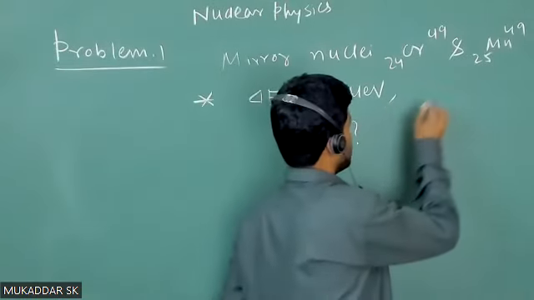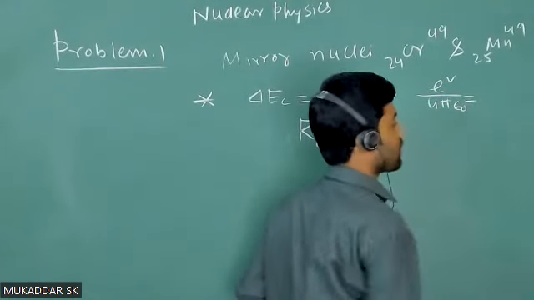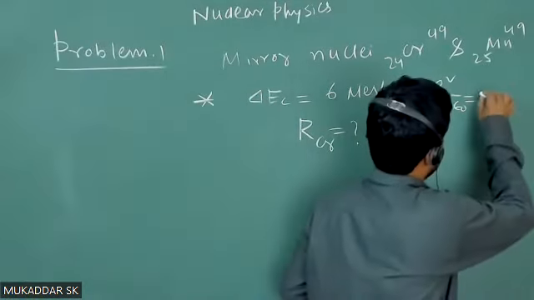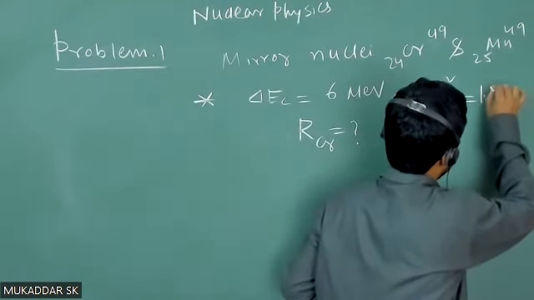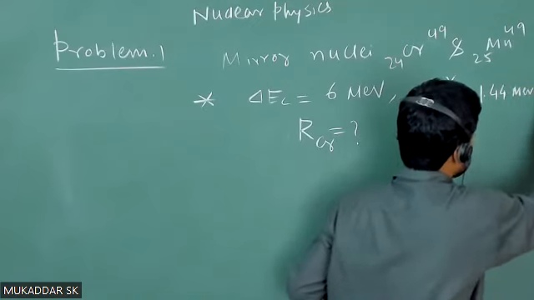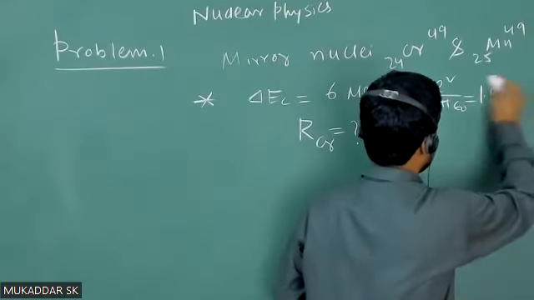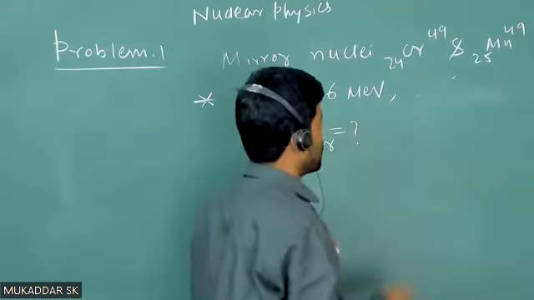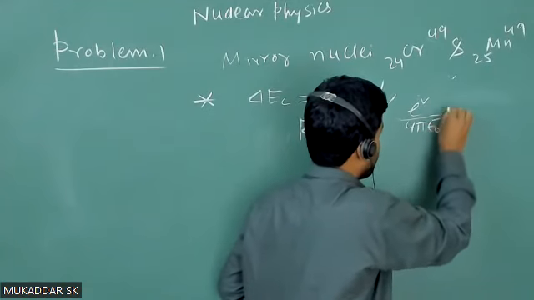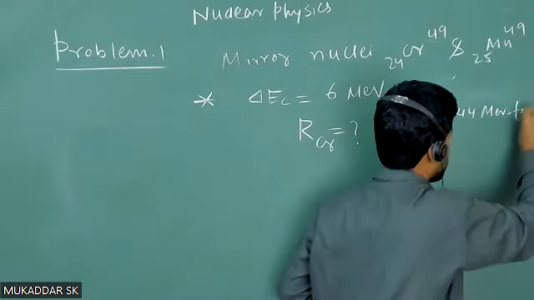और यहाँ पे e square by 4 pi epsilon naught भी मेंशन है, इसका वैल्यू गिवन है। अगर आपको आइडिया है तो कुछ प्रॉब्लम बहुत आसानी से आप सॉल्व कर सकते हो। इसका वैल्यू होती है 1.44 मेगा इलेक्ट्रॉन वोल्ट फेम्टोमीटर। शायद नहीं दिख रहा है, मैं थोड़ा नीचे लिख देता हूँ। e square by 4 pi epsilon naught, इसका वैल्यू होती है 1.44 मेगा इलेक्ट्रॉन वोल्ट फेम्टोमीटर। ठीक है ना?